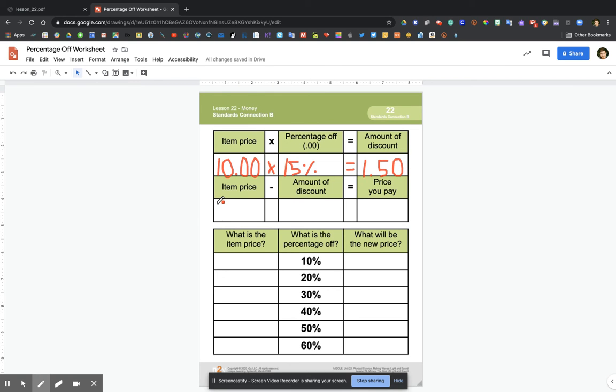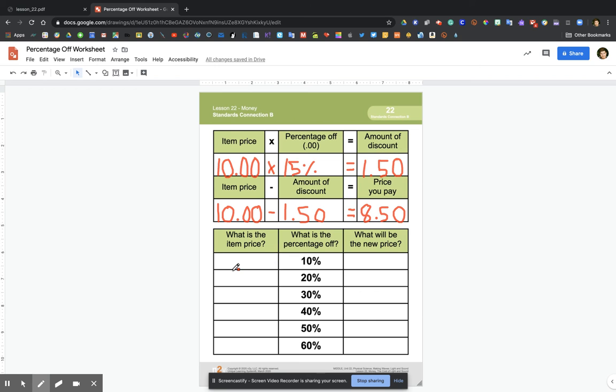So then back down here, we're going to take that shirt, $10. And now we're going to subtract the amount of the discount, which is $1.50, which means that obviously before tax, the price that you will pay will be $8.50.